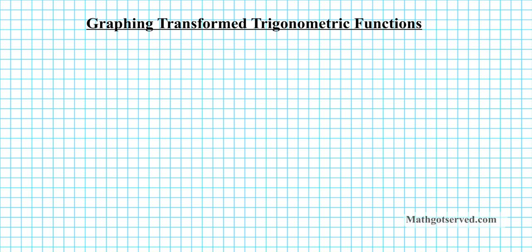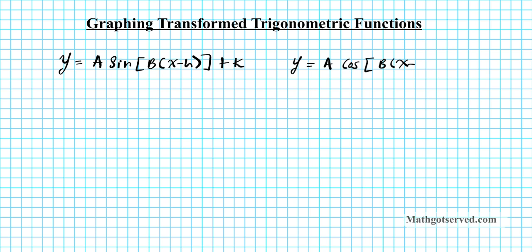Good day, students. In this clip, we're going to be going over two examples on how to graph our transformed trig functions. The form that we're going to be looking at are sine and cosine trig functions of the form y equals a sine b(x minus h) plus k, or y equals a cosine b(x minus h) plus k.